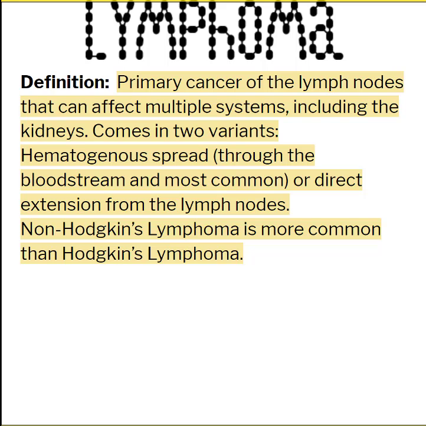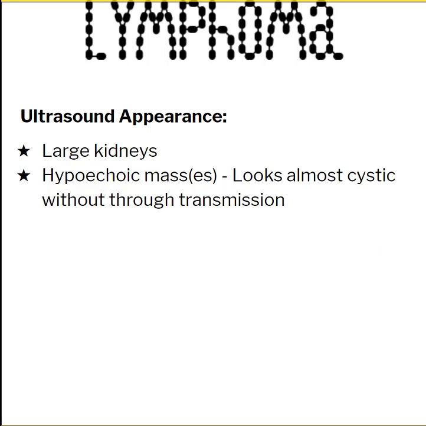There are two variations of lymphoma, non-Hodgkin's lymphoma and Hodgkin's lymphoma. Non-Hodgkin's lymphoma is more common to extend into the kidney than Hodgkin's. On ultrasound then, the kidneys are going to appear very large with lymphoma extension, and we might start to see some hypoechoic masses within that almost look like they're cystic. The only thing is that they do not have that through transmission. So if you remember back to our Bosniak scale, looking for that through transmission is an important piece of it to rule out any cystic type cancers.